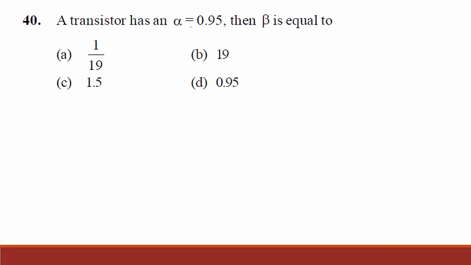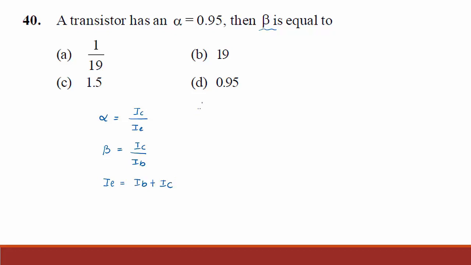A transistor has an alpha value which is equal to 0.95. Then beta is equal to, alpha is given, we have to find the value of beta. We know that alpha is a parameter, which is equal to output divided by input. Here the current across the collector is output, divided by current across emitter as input. This is alpha equation. Similarly for beta, here we can write current across collector is output and current across base is input. We can use these two equations, and also we can use the current across emitter is always equal to sum of current across base plus current across collector.